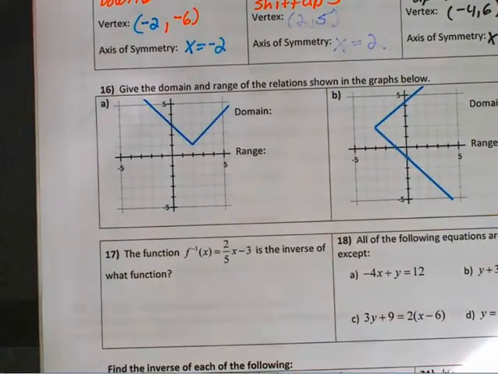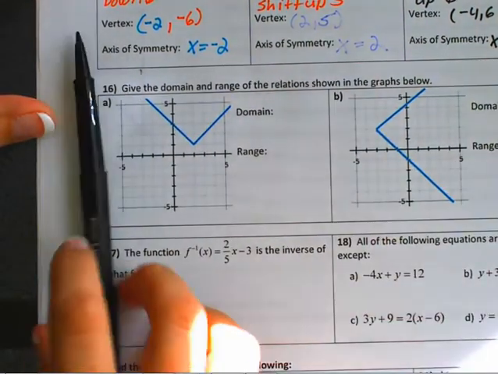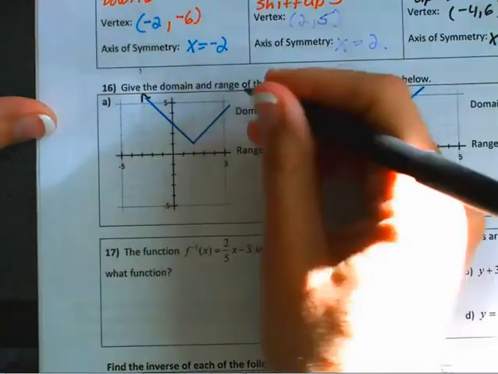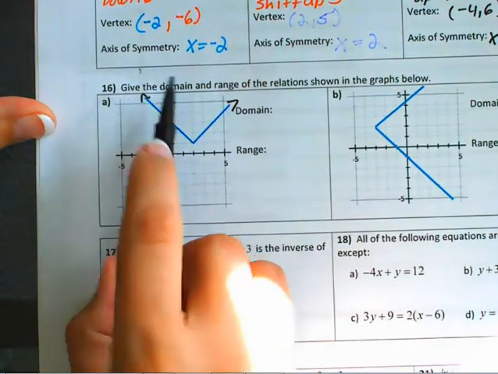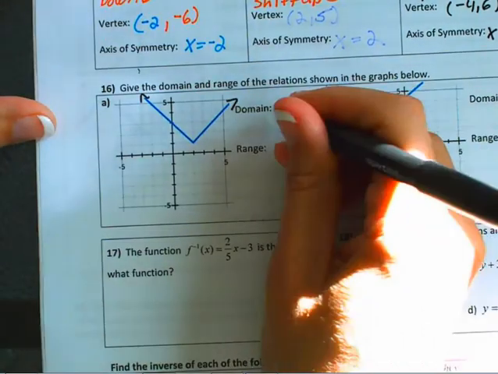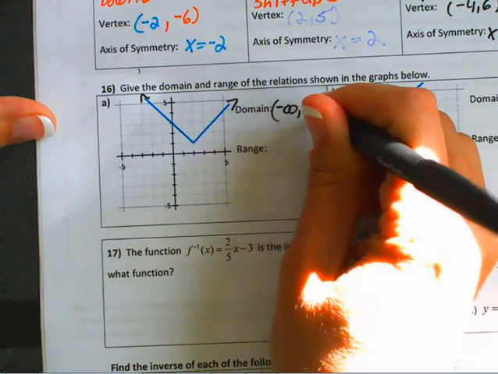Give the domain and range of the relations shown in the graph. Okay, remember, domain is from left to right. So we're starting over here and we're moving left. We know that because this comes to the edge of the graph, it's going to go on forever, which means that graph is moving out to the left. So that's going to be -infinity to +infinity.